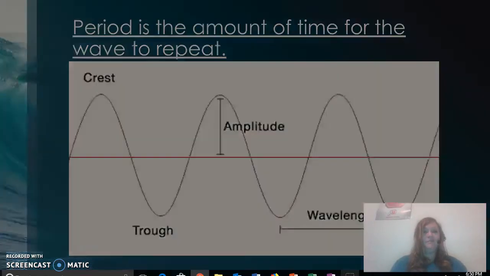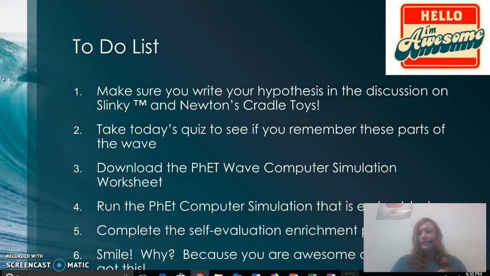So moving on. To-do list for the rest of the lesson. I want to make sure that you wrote down in your discussion post a hypothesis of Slinky and Newton's cradle. And remember that you have to answer to other people's discussion posts, so we get a chance to visit with everybody in class. Next thing is, after this recording, there is a quiz in our online school. You need to take it because I want to see if you understood what I just taught you.